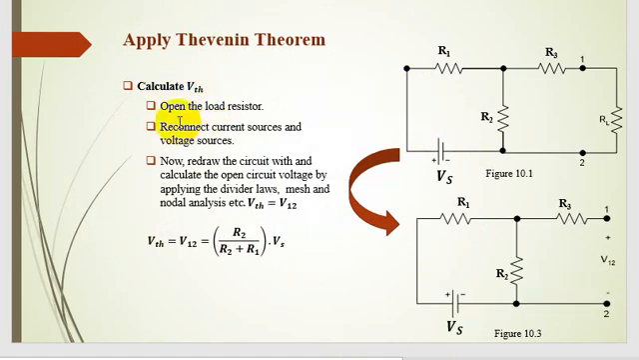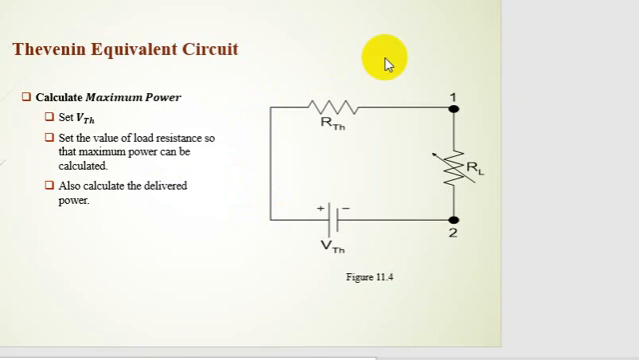For the V Thevenin, the first step is to open the load resistor again, as you can see in this figure, and then reconnect the current source or the voltage source like this, and after that you are supposed to calculate the V Thevenin. So these are the main steps to calculate the Thevenin equivalent circuit. Here is your modified Thevenin equivalent circuit, but in this lab we are not going to calculate the voltage or the current across the load resistance. We are going to calculate the maximum power.